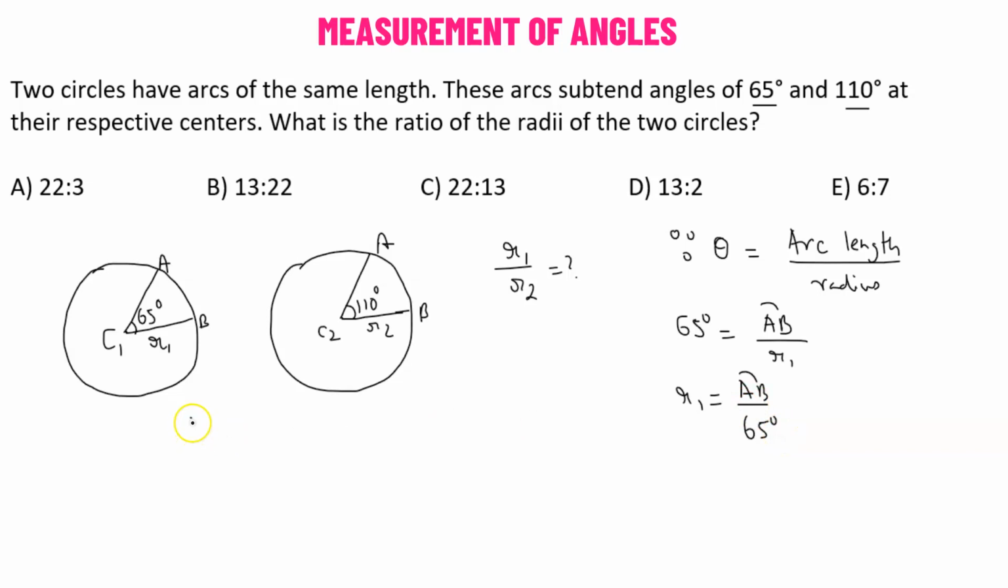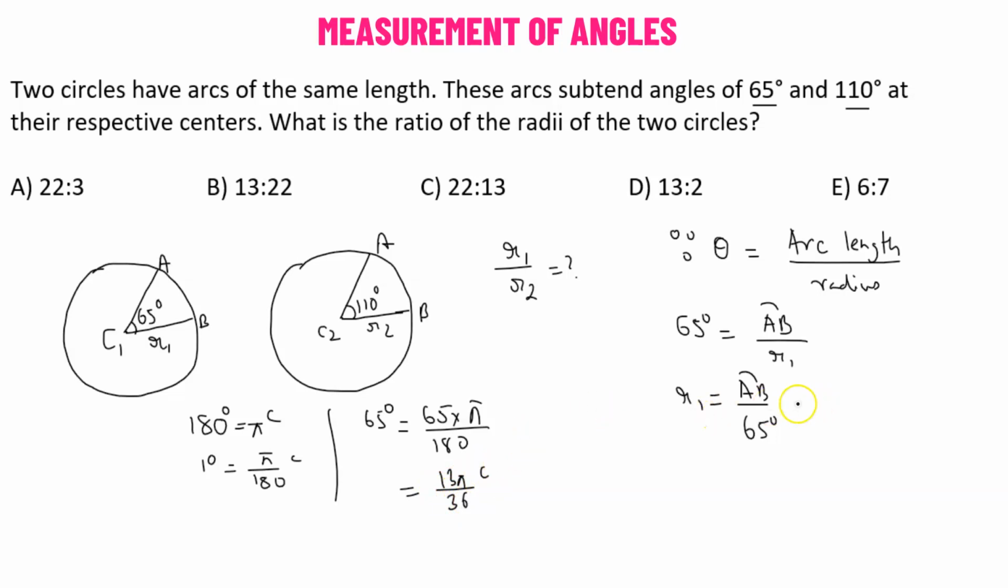Now we know that in order to convert any degree measure to radian, we have to remember the fact that 180 degree corresponds to pi radian. So 1 degree corresponds to pi over 180 radian. So that means if we have any angle, so in our case it's 65 degree, to convert it to radian, all we have to do is multiply it with pi over 180. So this reduces to 13 pi over 36 radians. Fine. So that means we have AB, this is the arc length, divided by 13 pi, and we'll keep 36 in the numerator. Fine. So let's label this as number 1.